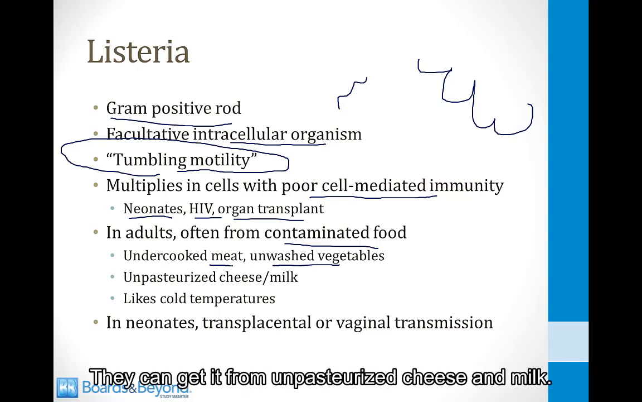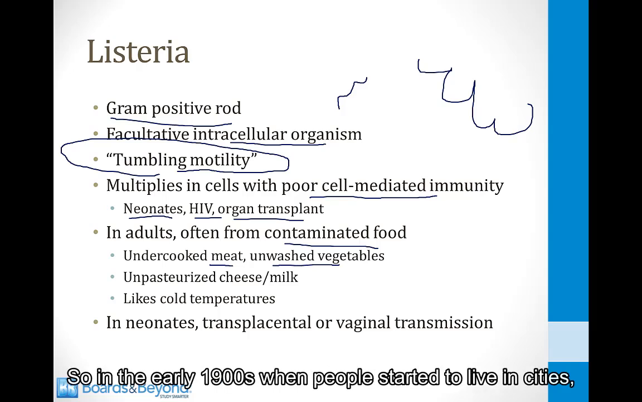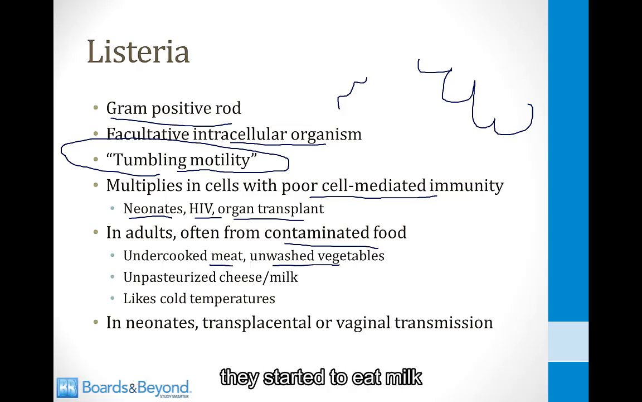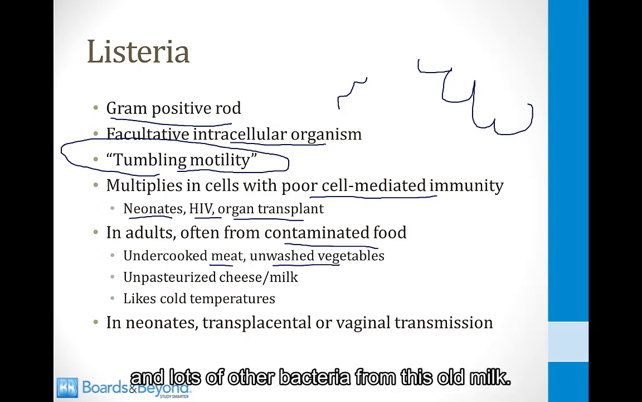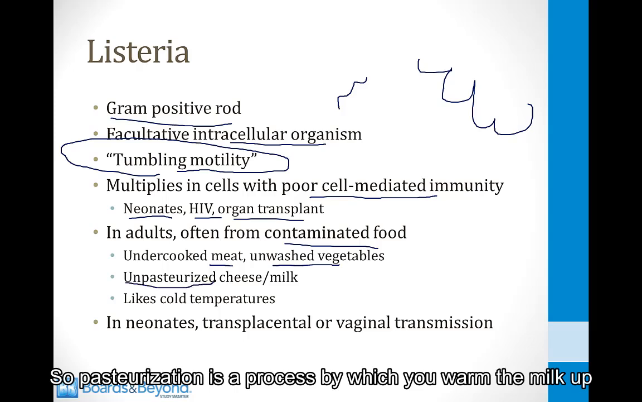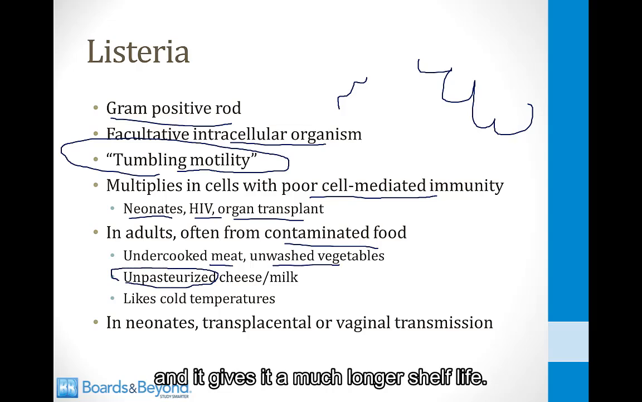They can get it from unpasteurized cheese and milk. So in the early 1900s, when people started to live in cities, they started to drink milk that was days old from faraway farms, and many of them got listeria and tuberculosis and lots of other bacteria from this old milk. So pasteurization is a process by which you warm the milk up and then cool it off, and it gives it a much longer shelf life.